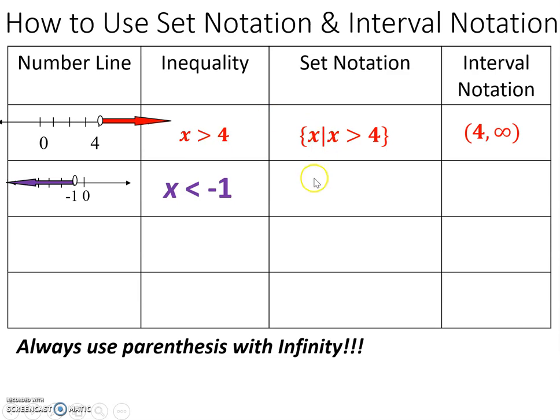So the set notation, pretty much kind of the same as this, except now we have x for all x values less than -1. Interval notation, since it's going to the left to negative infinity, that's going to be your first value is negative infinity. How far does it go to the right on the graph?